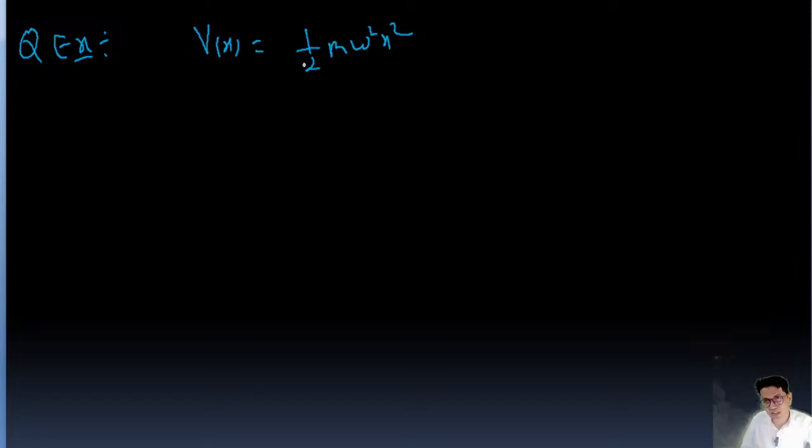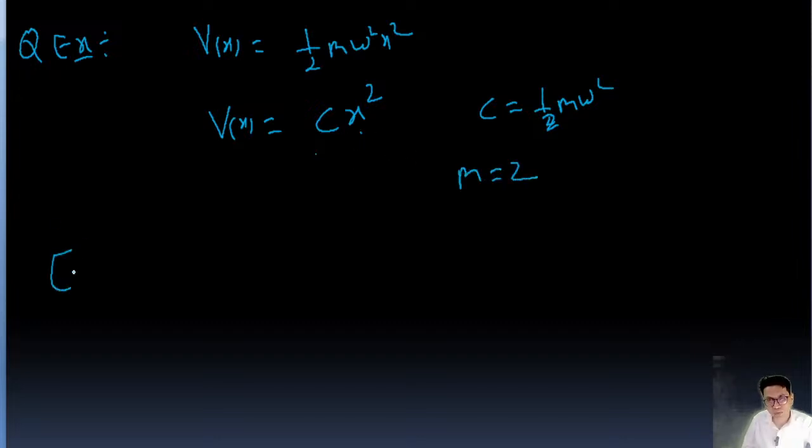Since Vx is given like this, we can write Vx in this form: C times x to the power 2, where C is half m omega square. So C is given and x is x to the power m, where m is 2. Now we can easily find it by this trick.